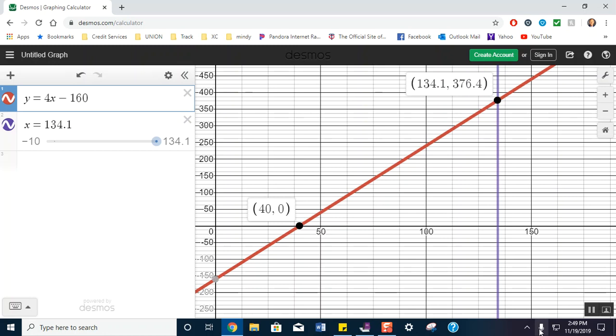40 to 134.1. How about the range on this? From what to what? 0 to 376.4. Yep. Okay, does that make sense? Again, I don't want to go below 40 degrees because by this graph or by this function that they give you, they're kind of saying if you get colder than 40 degrees, you're going to have negative chirps.